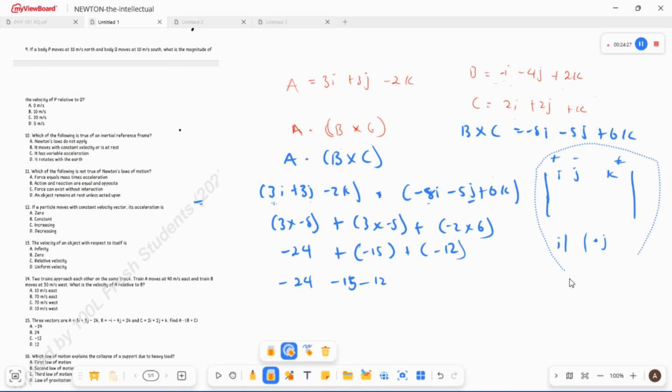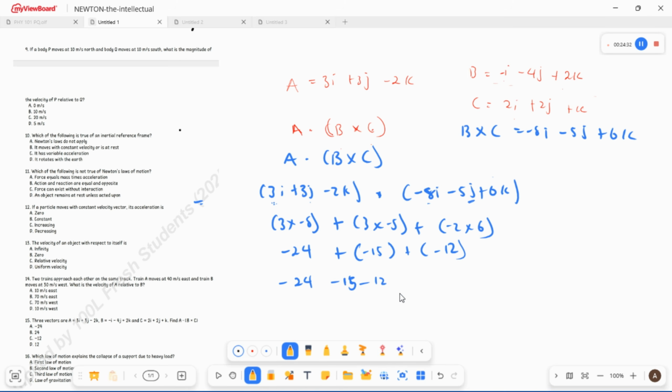So there's supposed to be a minus there, meaning that for the j, the answer for our dot product here, we're supposed to have plus, right? Because when you put minus times minus, you get plus. So this is supposed to be plus 5. We have plus 15 here. We have plus here.